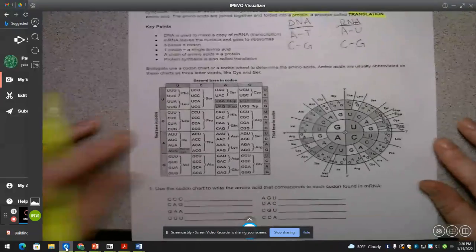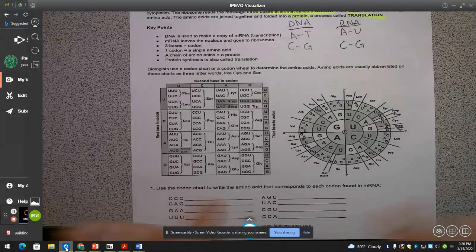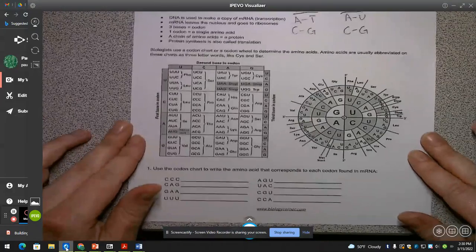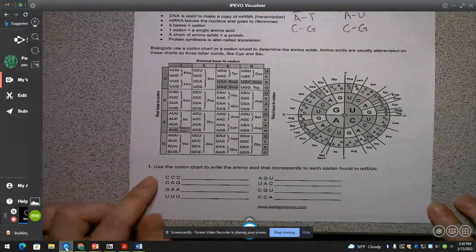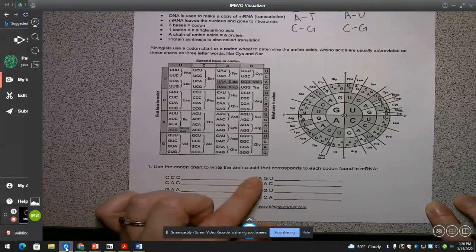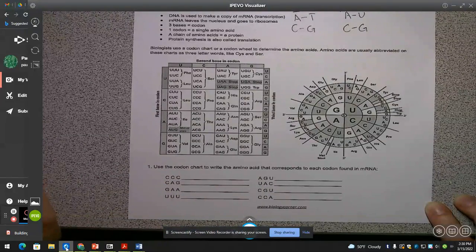So down below, we're going to be using the codon chart. Pull it up a little bit more. There we go. So down below, we're going to use the codon chart to write amino acids that correspond with each codon found in my mRNA.